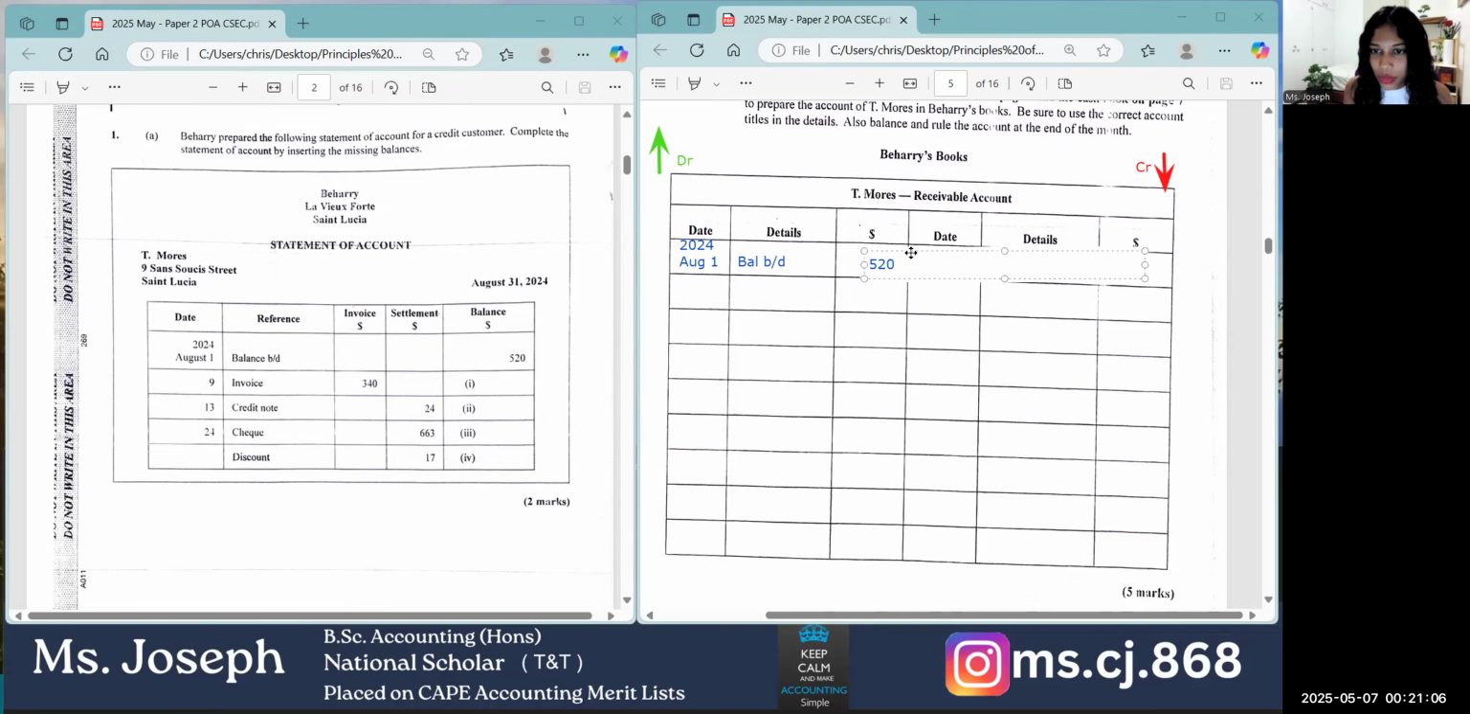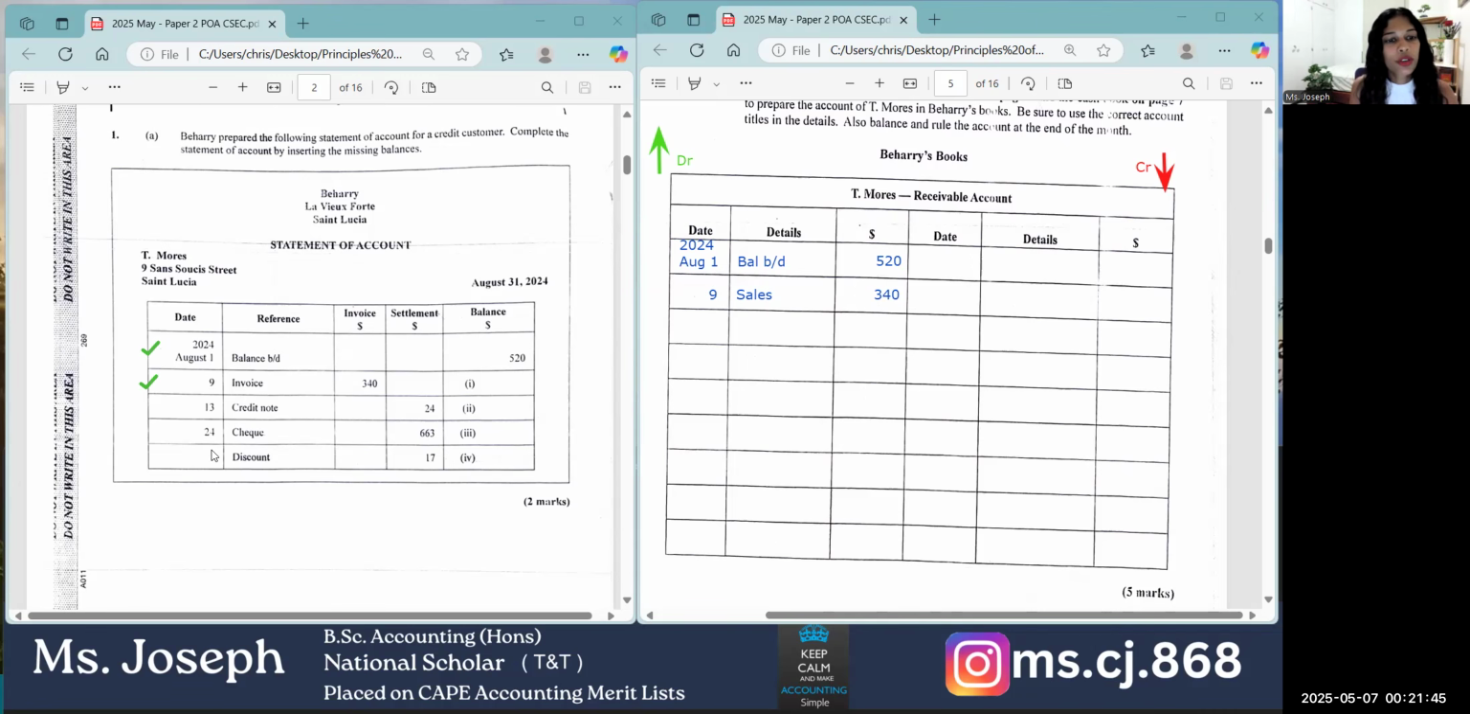$520. Right, so right now he's owing us $520 at the start of August. What happened next? Invoice. We would have issued him an invoice because he purchased goods from us on credit. So we had credit sales. The amount of money that he owes to us will increase. 9th of August, sales, and the figure of 340. Let me tick off as we go along. So we have this, we have this.